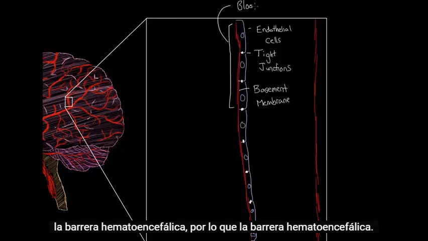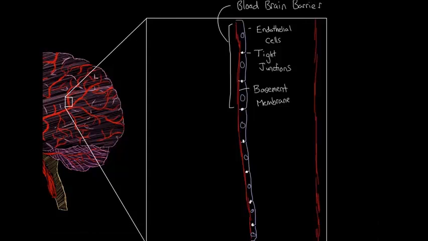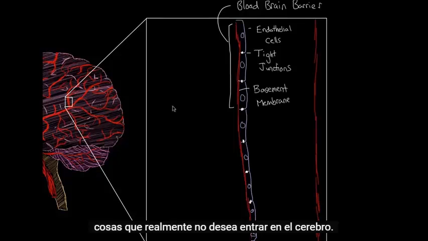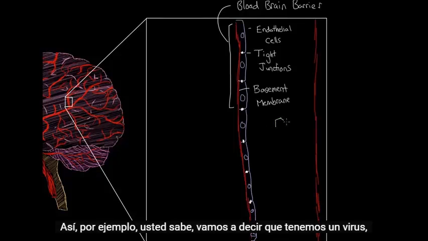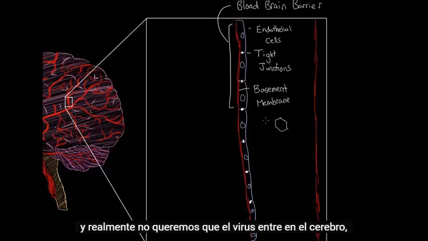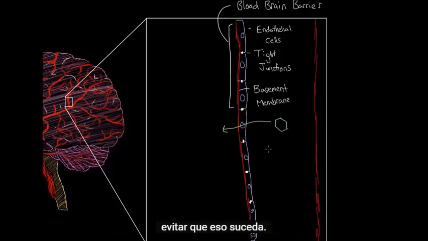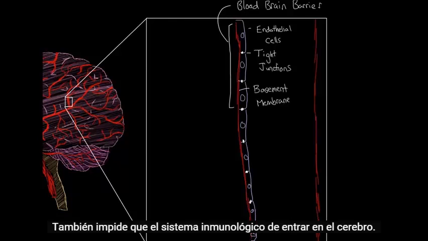The blood-brain barrier is a pretty special structure because it stops a lot of things from entering the brain, things that you really don't want to enter the brain. So, for example, let's say we have a virus, and we really don't want that virus to enter the brain because once it does, it'll start to do a lot of damage. The blood-brain barrier is going to stop that from happening. It also stops your immune system from entering the brain.